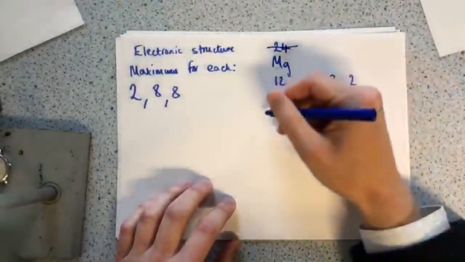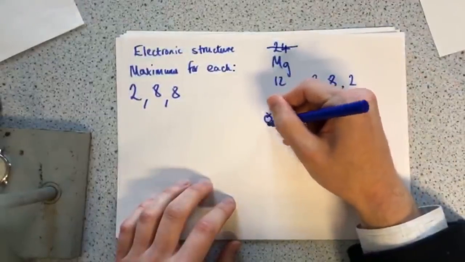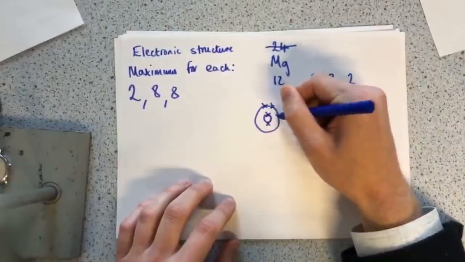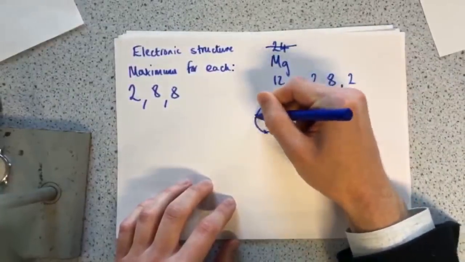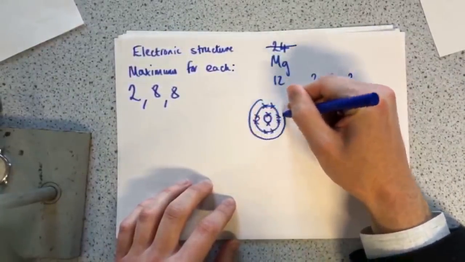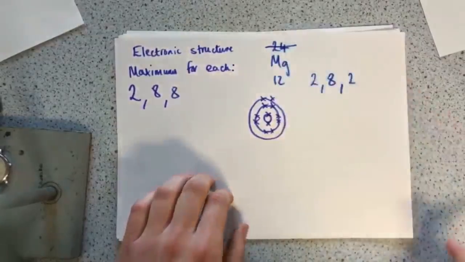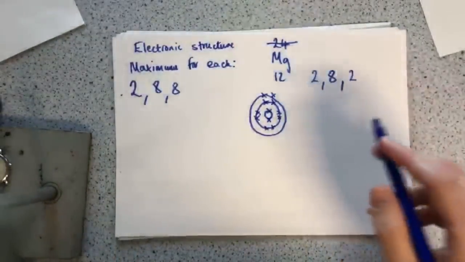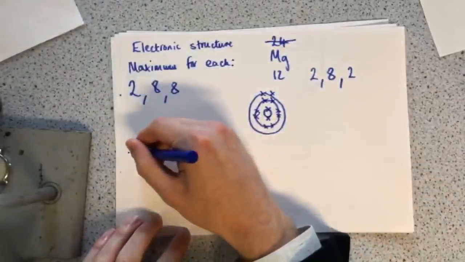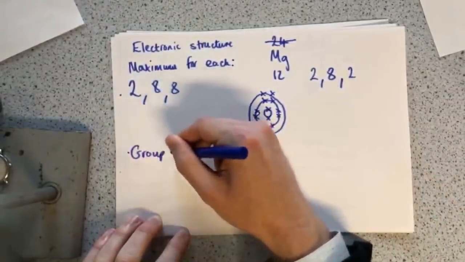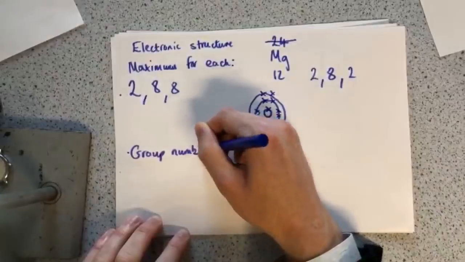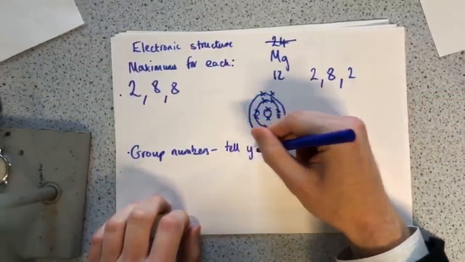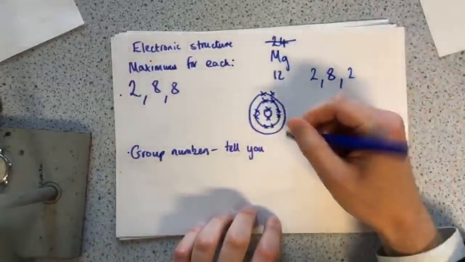So if we then can draw that as a diagram, we'd put 2 in the first shell, 8 in the second shell, and then the third shell, as we've written above, will have 2. So that is how you draw the electronic structure. Key point around this, if you use the group numbers on your periodic table, group numbers tell you how many electrons are in the outer shell.